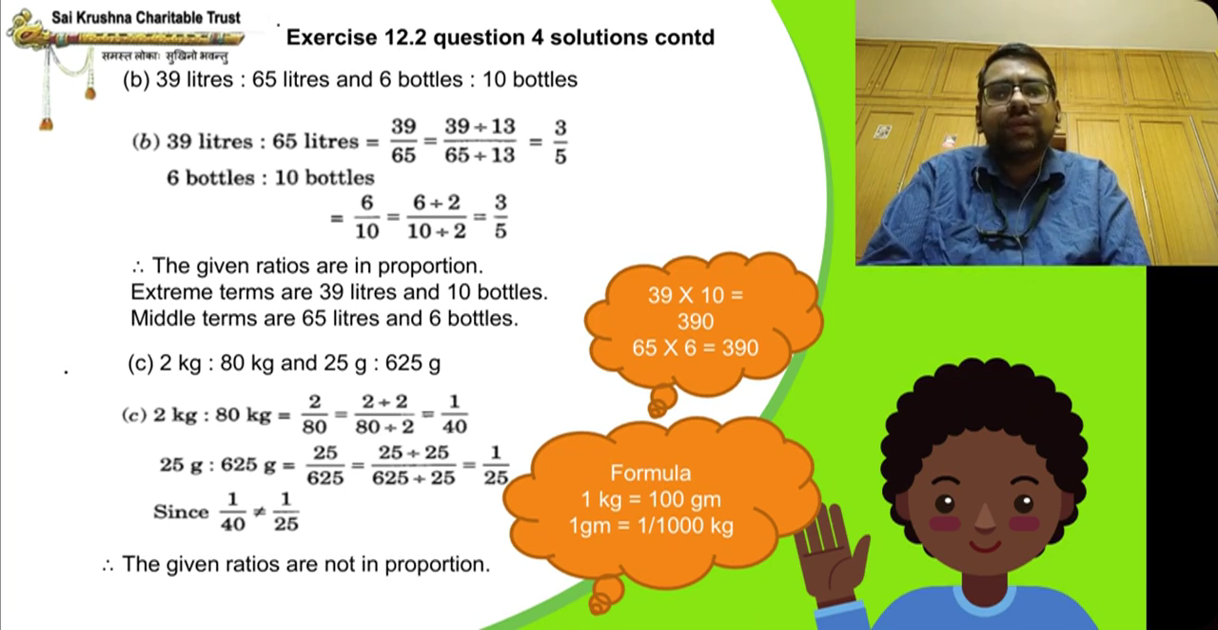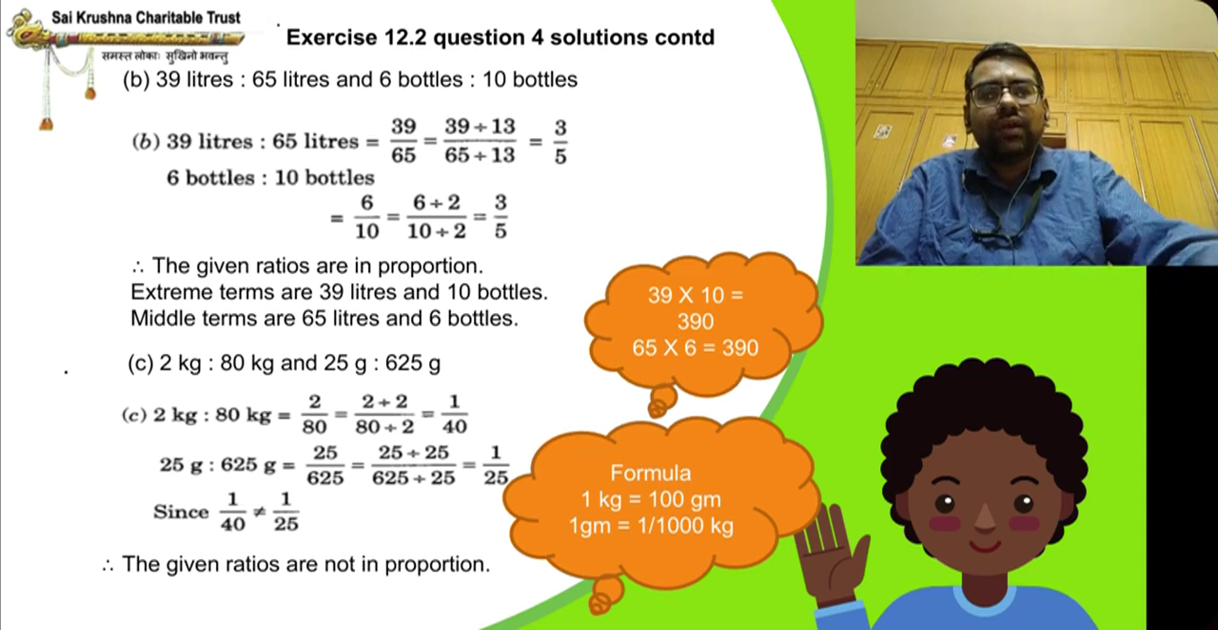25 gram is to 625 gram. We can write it as a fraction 25 by 625. We will divide both numerator and denominator by 25. We will get 1 by 25. So 1 by 40 is not equal to 1 by 25. Given ratios are not in proportion.